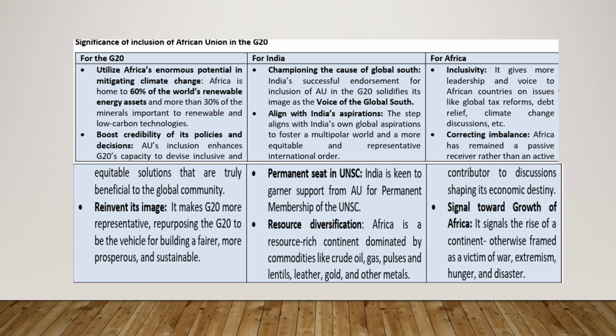For the G20, it would make them more responsive, more representative, and help in utilizing the enormous potential in mitigating climate change by adding the African Union. For India, it would help in campaigning the cause of the global South, in aligning with India's aspirations, in garnering support from the African Union for permanent membership of the UNSC, and in resource diversification.